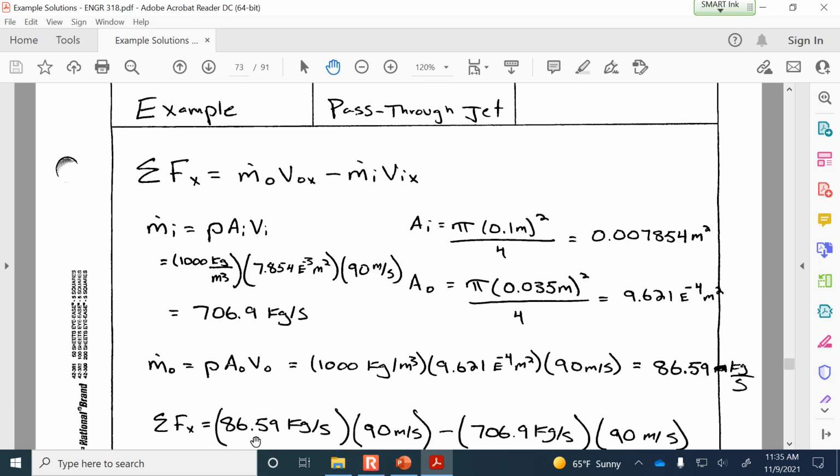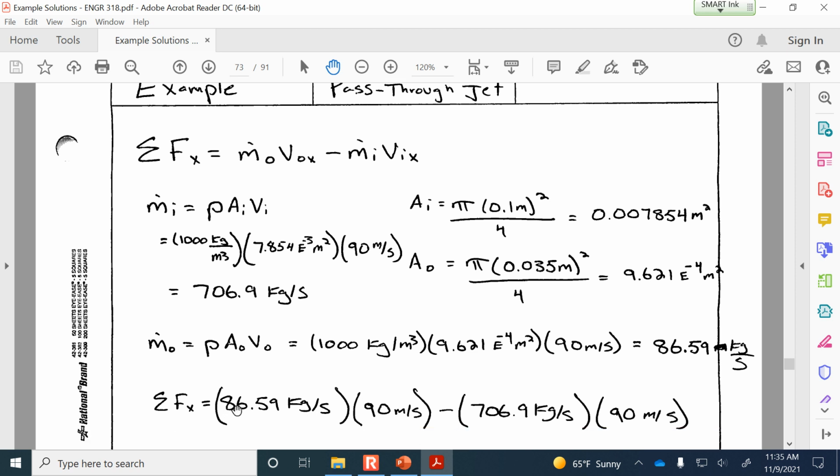Now, the momentum equation says it's the mass flow rate out times the velocity out. So 86.6 kilograms per second is the outflow mass flow rate. The velocity is out to the right, so we put positive 90 meters per second. And then subtracting the inflow term. So the inflow term is that larger 706.9 kilograms per second mass flow rate and the same 90 meter per second velocity to the right, so the velocity is positive. But what's causing the force that is required to hold the system steady is just the difference in mass flow rates out versus in.